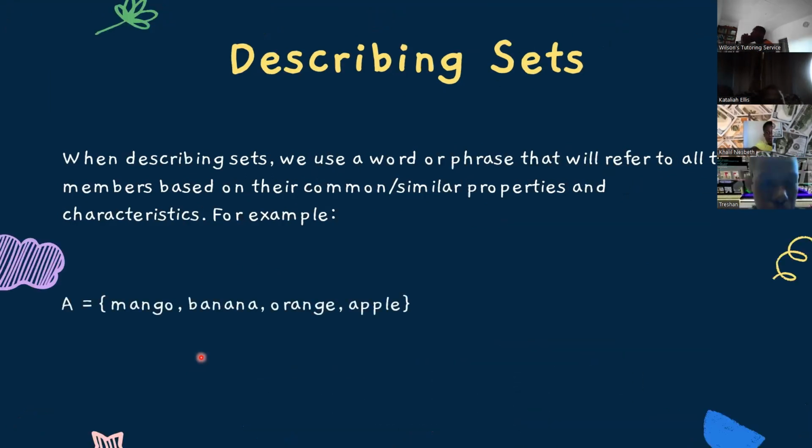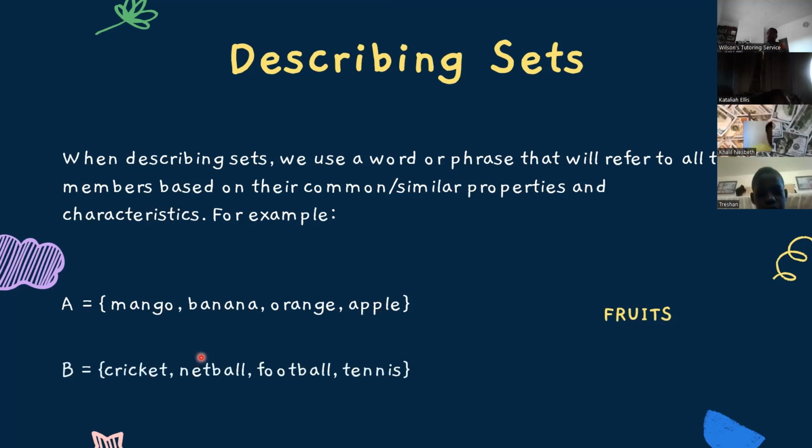Cool. When describing sets, we use a word or phrase that will refer to all the members based on the common, similar properties and characteristics. For example, A equals curly bracket mango, banana, orange, apple, close bracket. And you don't have to speak about the curly brackets. All it needs to do is list the members. But I like the fact that you're paying attention to all the details there. So if we were to describe this set, what would we refer to this set as? A set of fruits. Set of fruits. Cool.